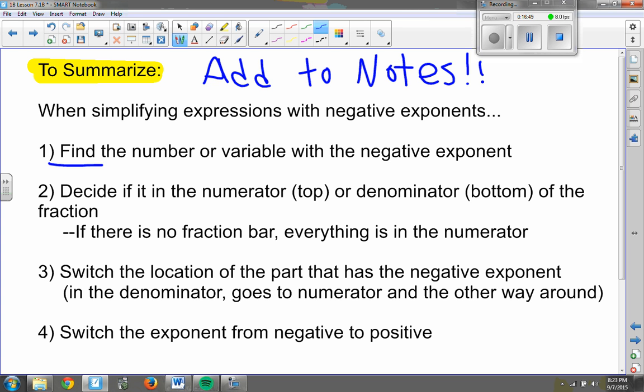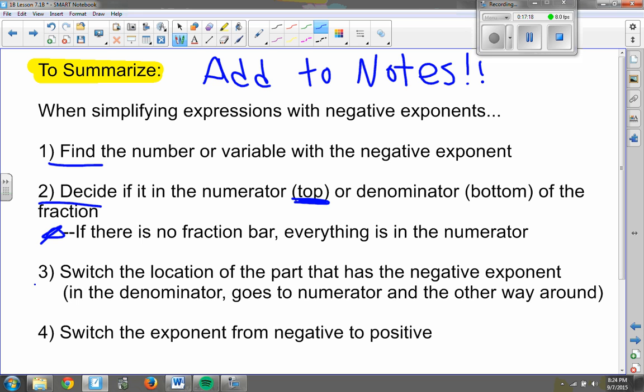Okay? Decide then if that number or variable is in the numerator, meaning top of the fraction, or denominator, meaning bottom of the fraction. Okay? If there is no fraction bar, everything is in the numerator. Please, please, please remember this. If you don't see a fraction bar, that means everything is on the top. Okay? And whatever's negative should go to the bottom.